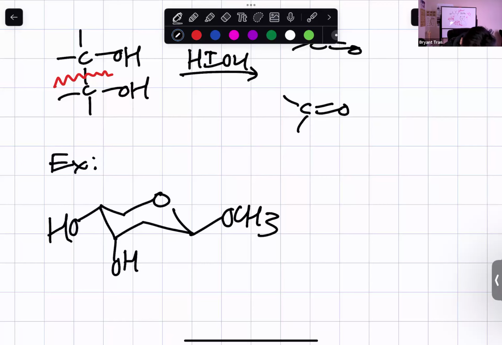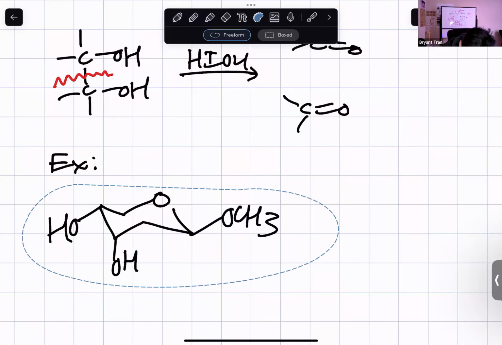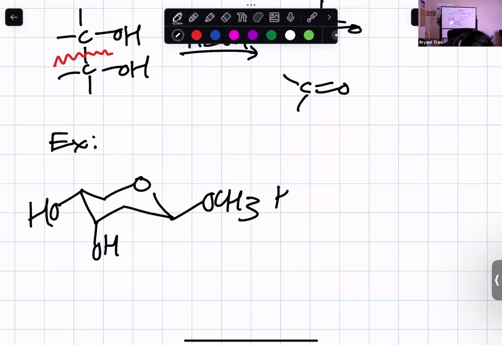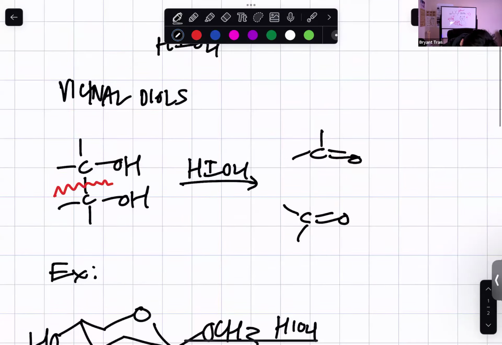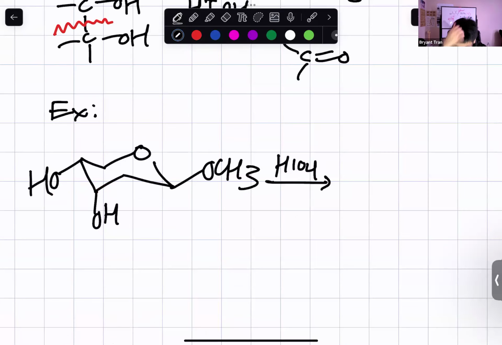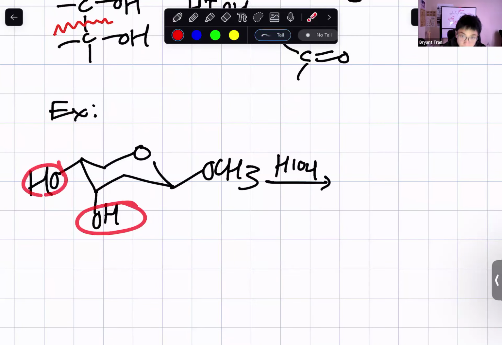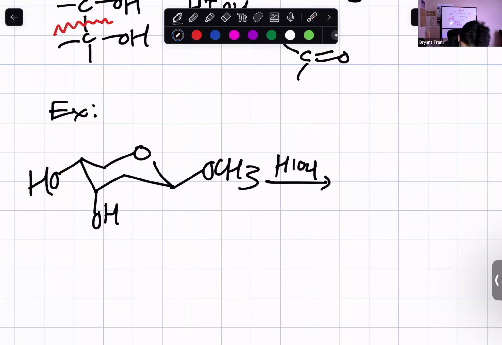where when we react the sugar with HIO4, we're going to cleave the bond between the vicinal diol. So we have two alcohols here, one here, two here. So we're gonna cleave this bond between the two carbons holding those two alcohols to give us this product here.